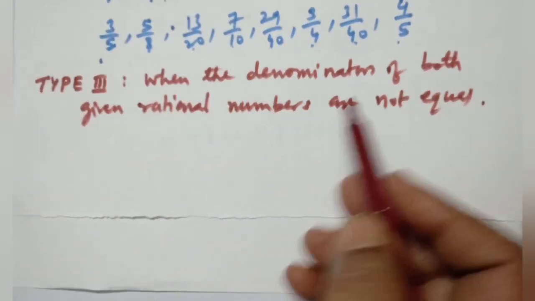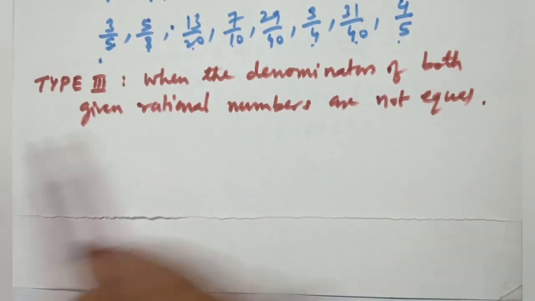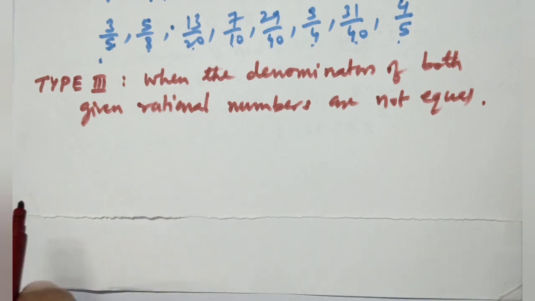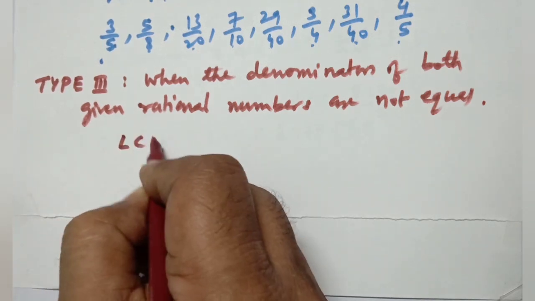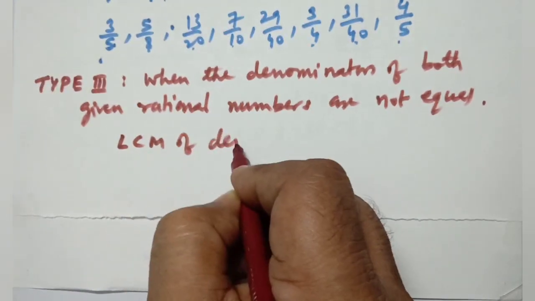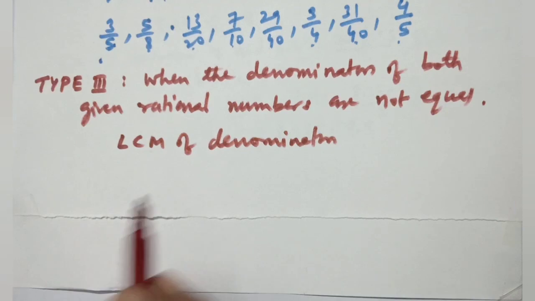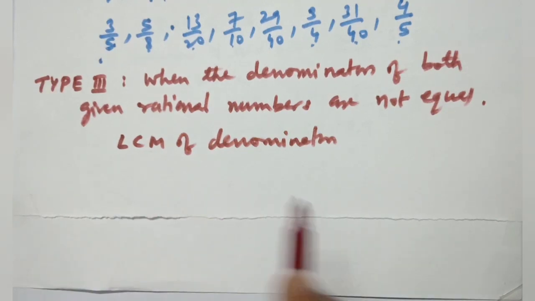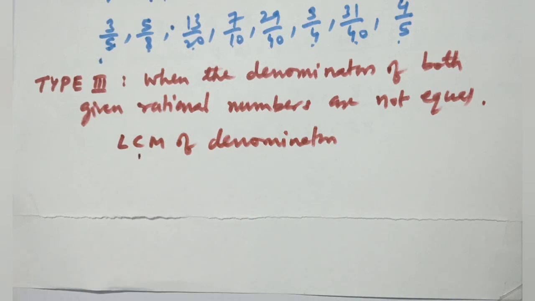Okay, so when the denominators are not same, we have to make them equal first. So for that, what we do, we find the LCM of denominators and write the given numbers such that both the denominators are equal to the LCM. Then that becomes type 2 question, and we follow the same method.